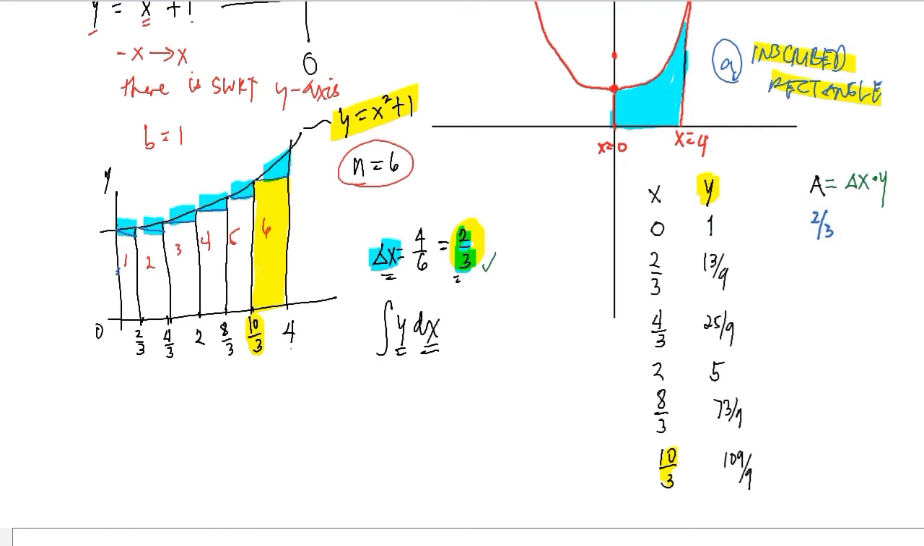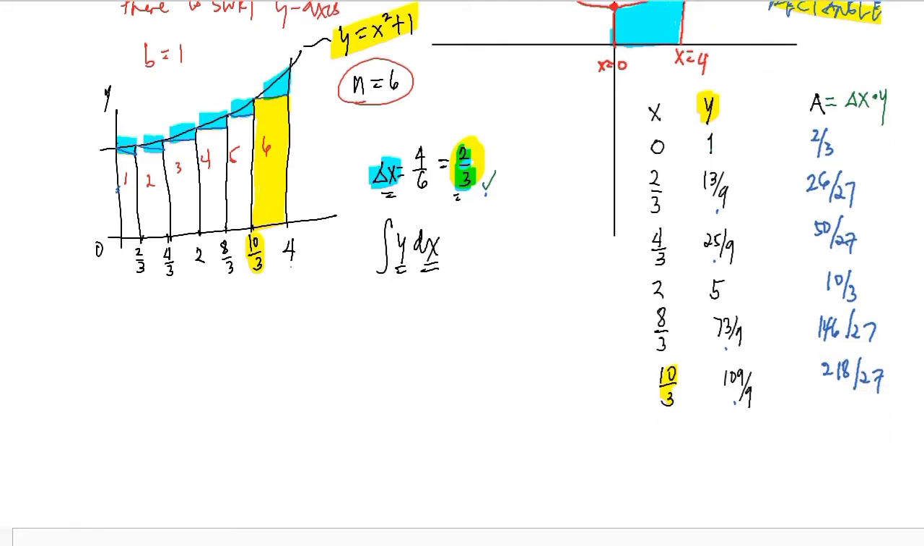So, 1 times 2/3, that's 2/3. Tapos, we have 13/9 times 2/3, so that's 26/27. And 25/9 times 2/3, that is 50/27. And 5 times 2/3, so that's 10/3. And 73/9 times 2/3, that is 146/27. And this 109/9 times 2/3 is 218/27.